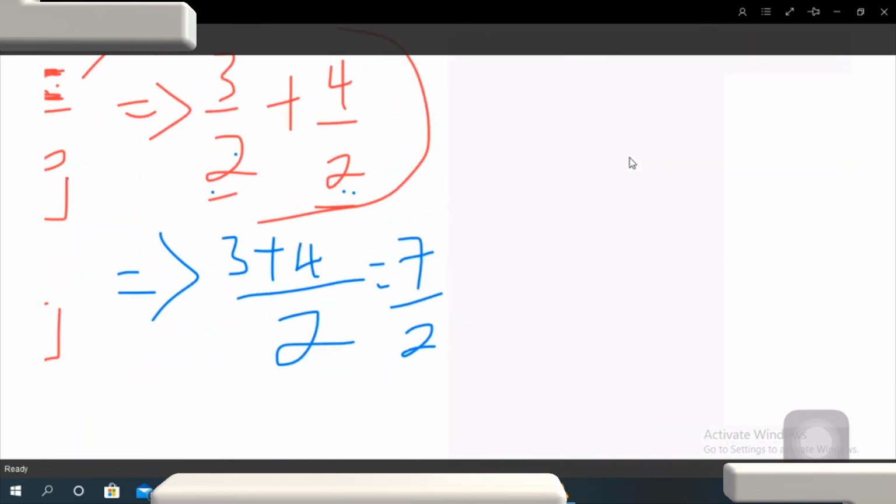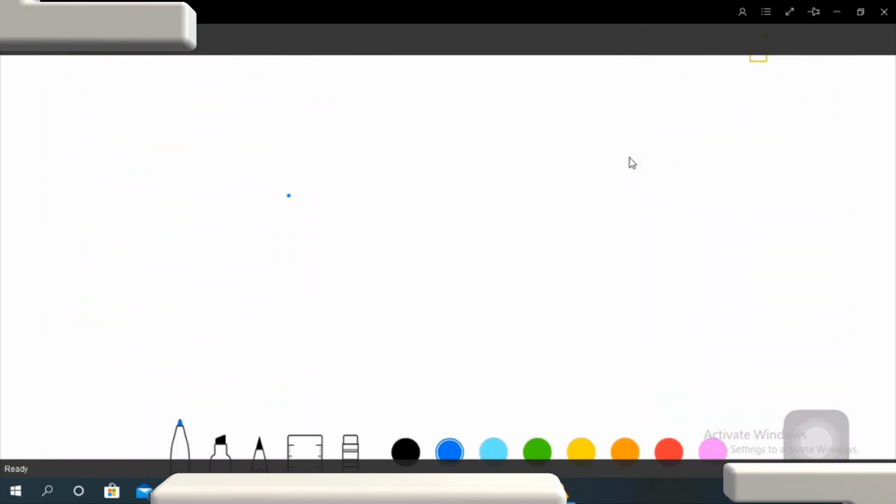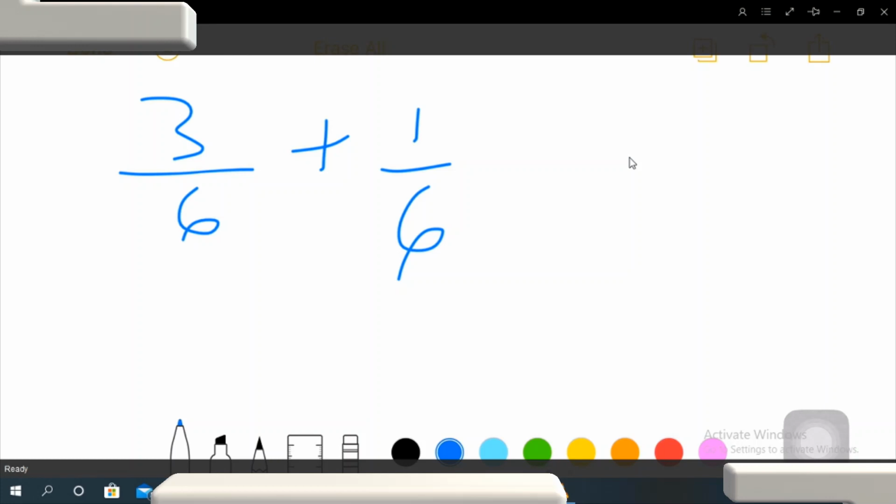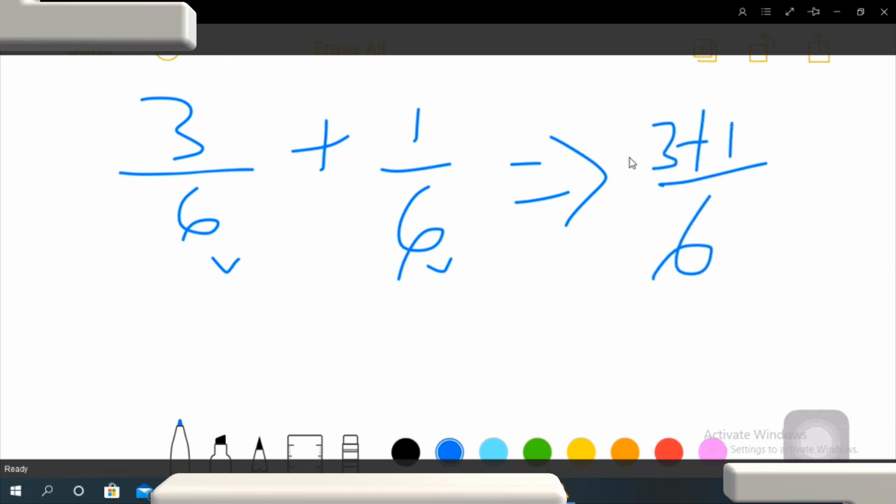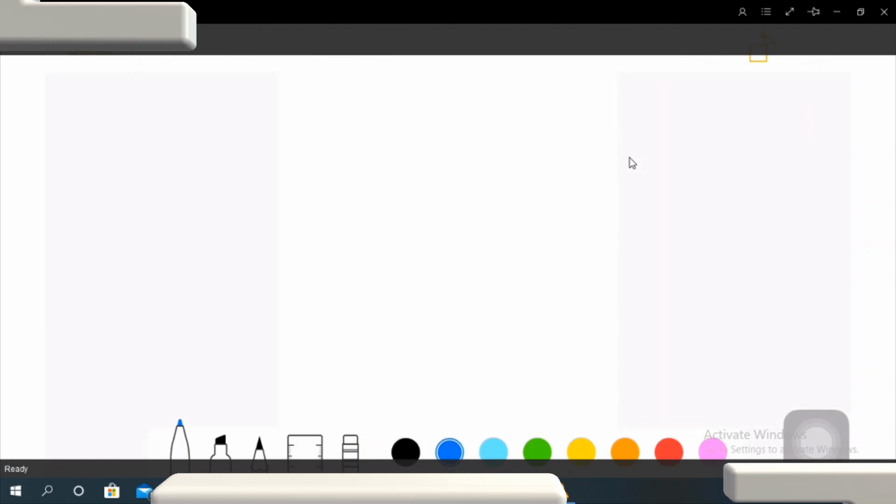For instance, if I have a question of, say, 3 over 6 plus 1 over 6. Just remember rule 1. Rule 1 says if the denominators are the same, maintain one of the 6, the nicest 6, and then add the numerators. So 3 plus 1 is 4 over 6. I forgot, I wanted to use this example for subtraction. Okay, so let's get that for subtraction.